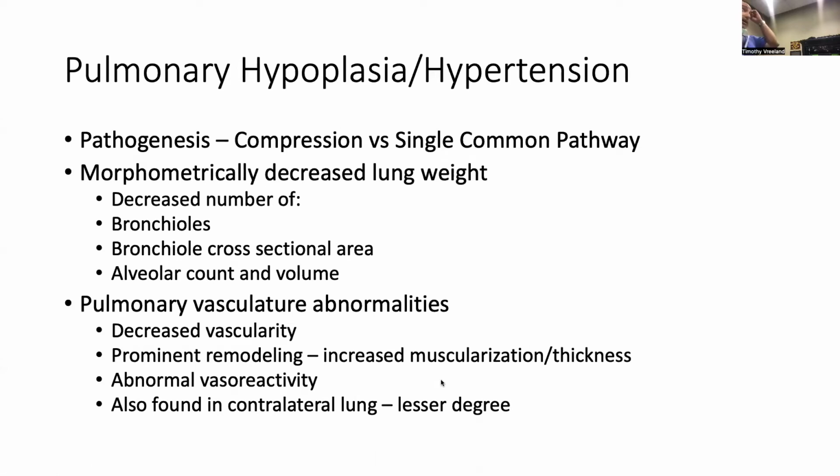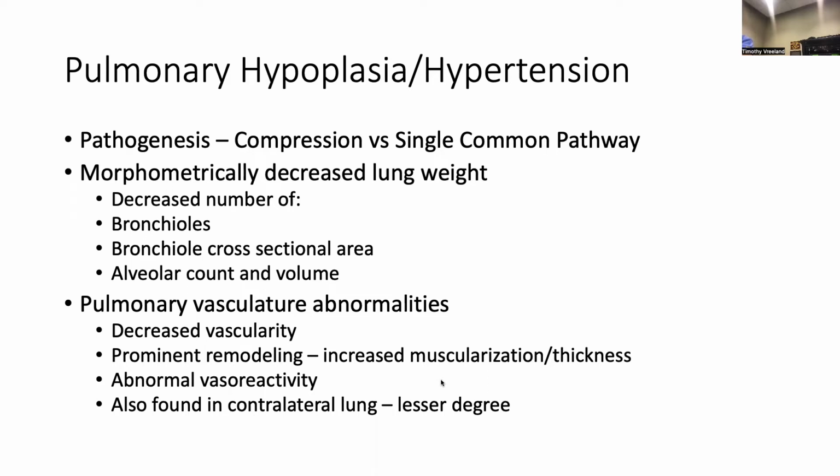So let's talk about the pulmonary hypoplasia and hypertension. The pathogenesis: why do we have a small lung on that side? Well, maybe it just can't grow to expand into that thoracic cavity because there's bowel there. But maybe there's something that goes on with that lung from a genetic standpoint that creates both a small lung and a hole in the diaphragm. We don't know. We do know that there's decreased lung weight.